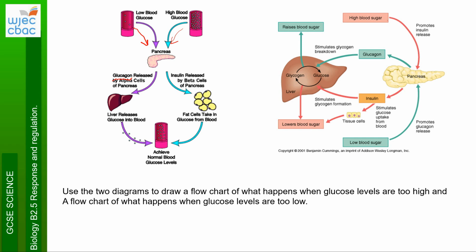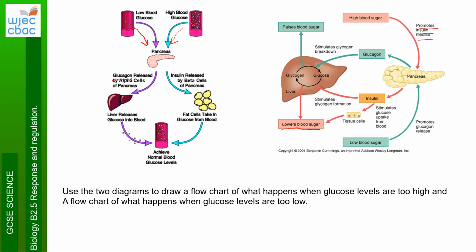So if we start at the top, high blood sugar promotes insulin release from the pancreas. Follow the red arrows. So insulin does two things. It stimulates cells to take in glucose. Obviously they'll use that for respiration, but it also then stimulates the liver to change the glucose into glycogen and store it. And both of those things then will lower the blood sugar levels.